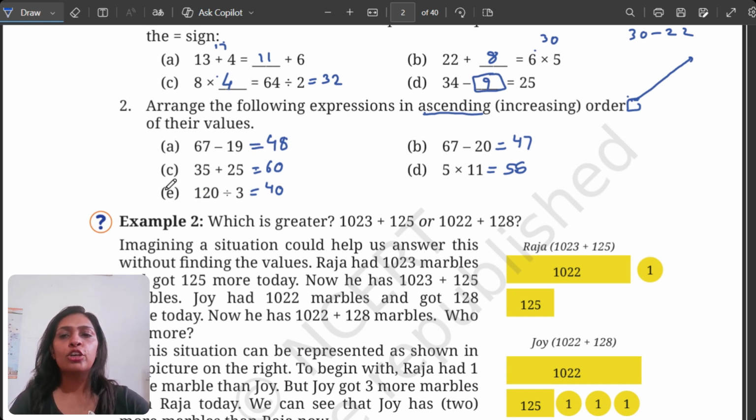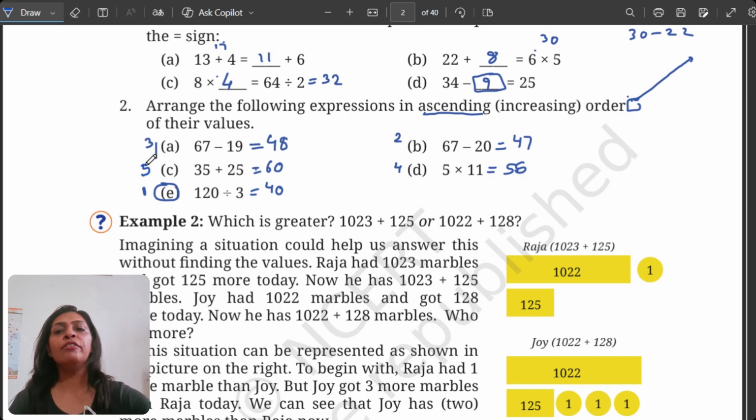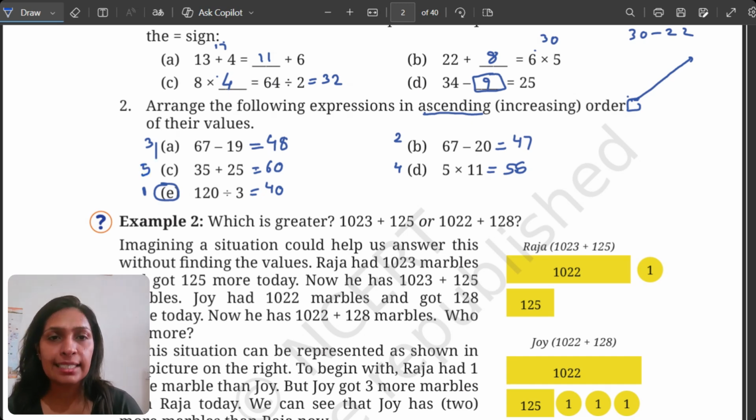So which is the smallest number here? It is 40. So this will come at number 1. Then we have 47, which is number 2. Then we have 48, so this is number 3. Then we have 55, number 4. And then we have number 5, that is C, that is 60.